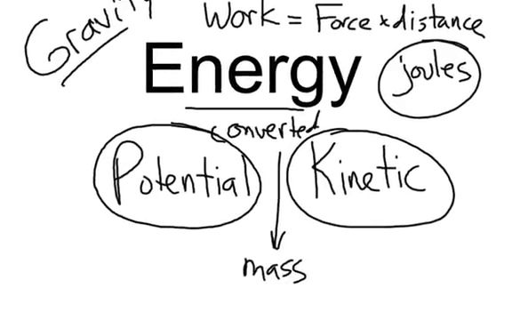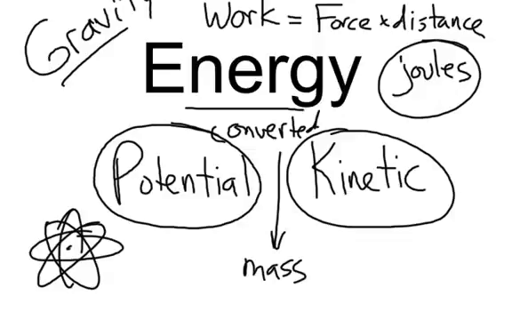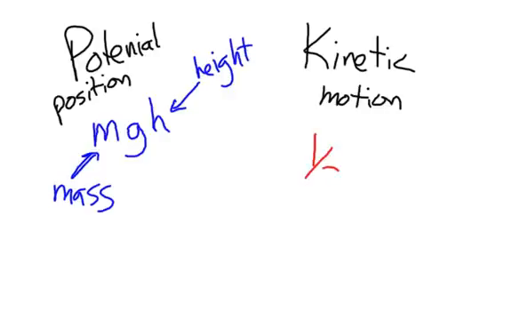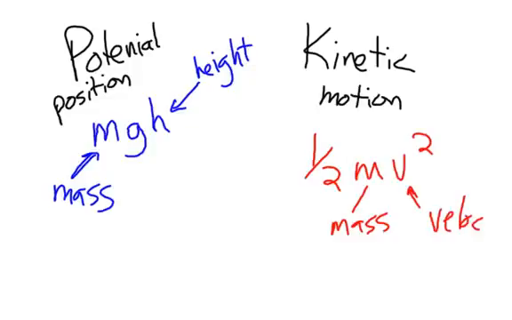We also have potential energy, for example, in the chemical bonds of a molecule, but I'm not talking about that. The two types of energy that we have are potential energy, energy due to position, and kinetic energy, energy due to motion. And we have equations for each of these. Potential energy is mgh, where m is mass, g is gravitational acceleration, and h is the height. Kinetic energy is 1/2 mv squared, where m is mass and v is the velocity of the object.